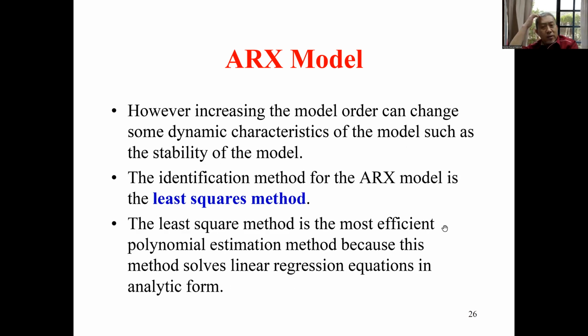However, by increasing the model order, we can change some dynamic characteristics of the model, such as the stability part. And in order to get the parameter values from the ARX model, we use an estimation method called the least square method. The least square method is the most efficient polynomial estimation because it solves the linear regression equation in analytical form.